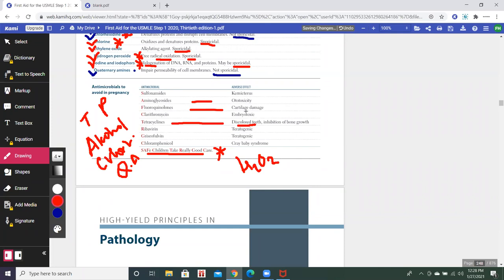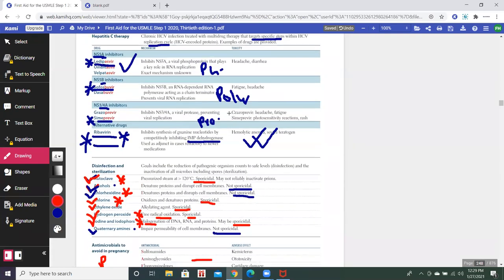Then ribavirin, we just studied that it is severely teratogenic. Griseofulvin is a cytochrome P450 inhibitor and majorly will cause hepatic dysfunction in young babies, so it's teratogenic. And chloramphenicol can cause gray baby syndrome. Chloramphenicol right now is obsolete, we don't use it, but if someone were to use it, it's going to cause gray baby syndrome. Are we clear about this?